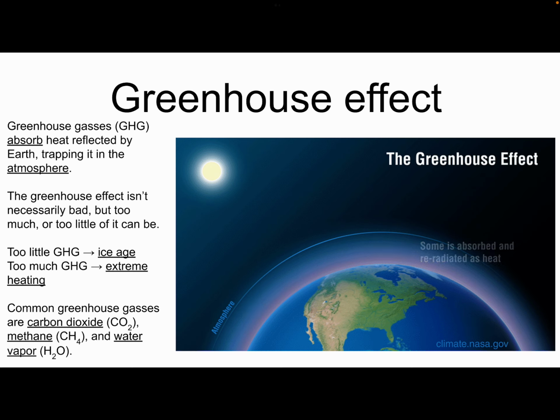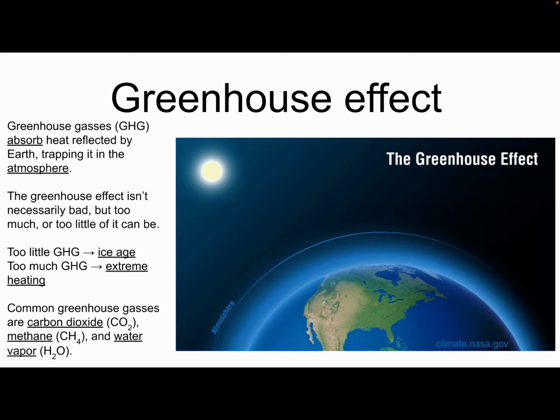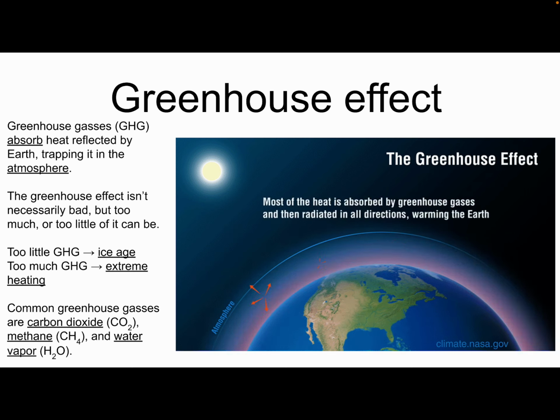Okay, so common greenhouse gases would be gases like carbon dioxide, or CO2. We've talked about that one a lot. Methane gas is a strong greenhouse gas. It's CH4. And then water vapor, just water in its gas form, is also a greenhouse gas, and that traps heat.